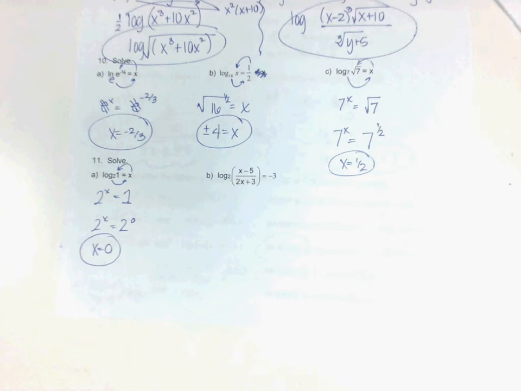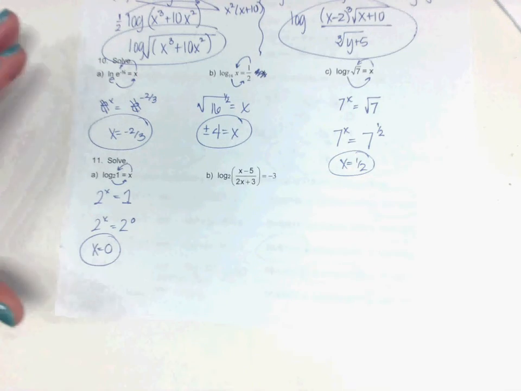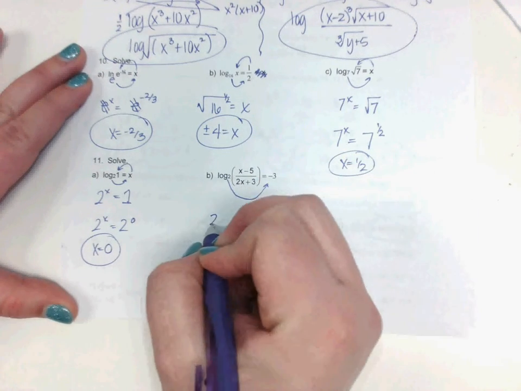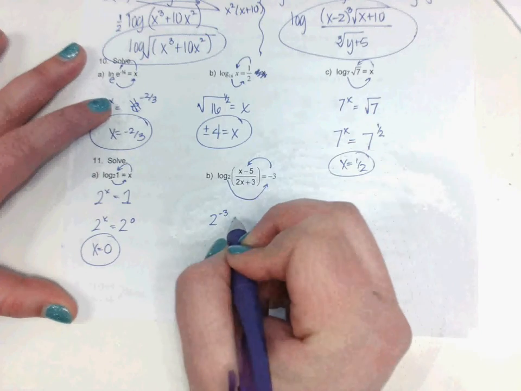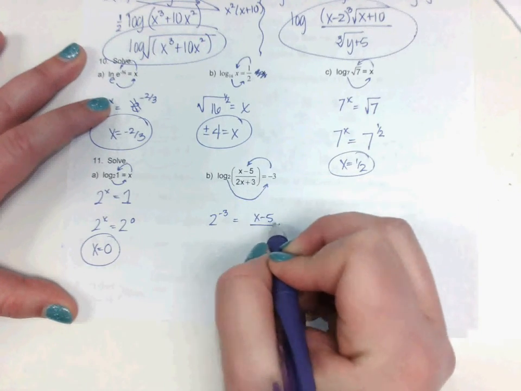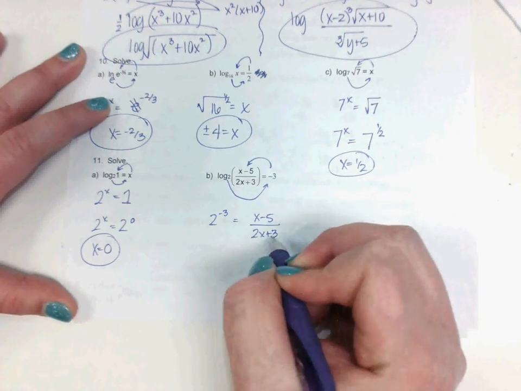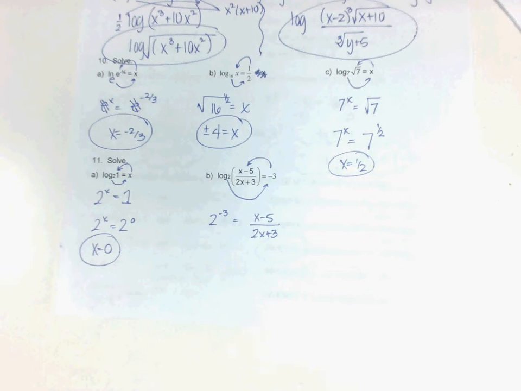Okay, last one. Do your loop. Where am I going to start? 2 to the negative 3 back around equals the fraction (x minus 5) over (2x plus 3). Now, we have to convert this into a number. What is 2 cubed the same as? Ignore the negative. 2 cubed is 8. Then what do I do if it's negative? Fraction. So what would I make it? Instead of 8, it'd be 1 over 8. 1 over 8. Good job.